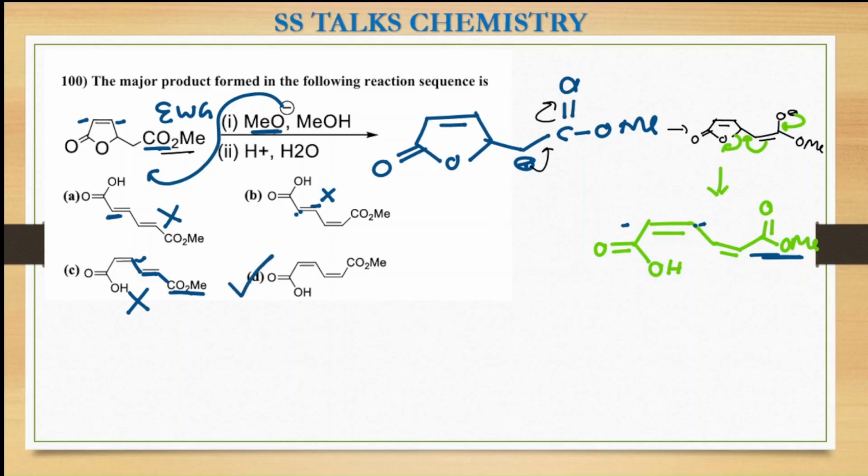So D is going to be the correct answer to this one, where around this double bond both of these are in the cis conformation, and around this double bond also both are in the same conformation. So D is the correct answer for this particular question. Okay, I hope this one is clear to you.